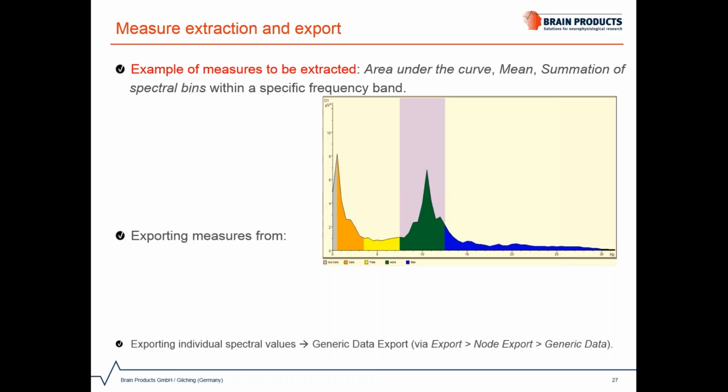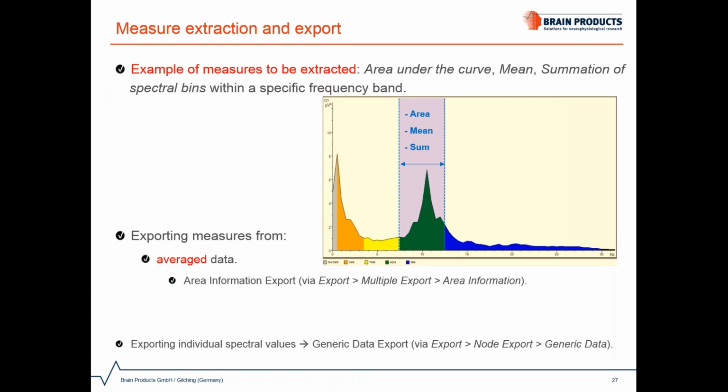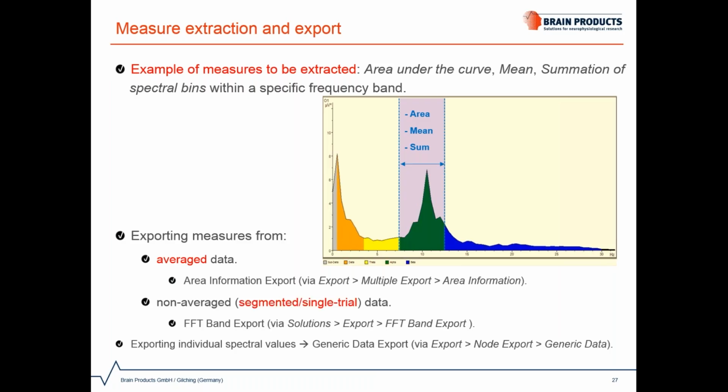But if you intend to export measures like the area information or the mean activity or the summation of spectral values around the strongest frequency content, you can use the area information export. But one side note here is that the area information export module is designed to work on average data. So in case you intend to export the same measures from non-average data, you can use the solution called FFT band export. This solution is part of our official solutions package and can be downloaded from our website.